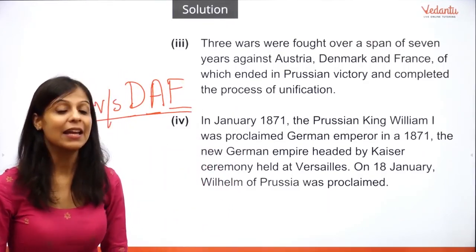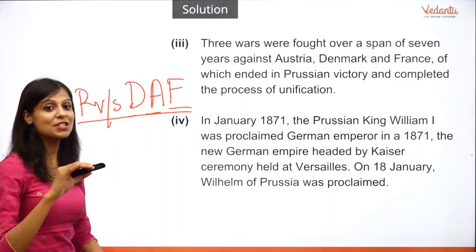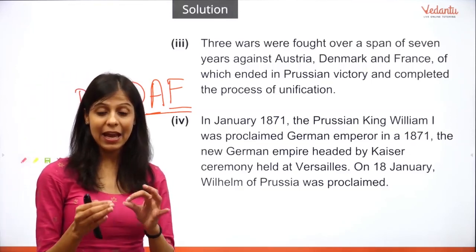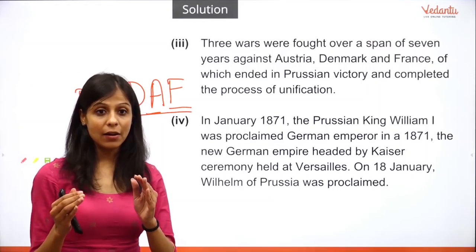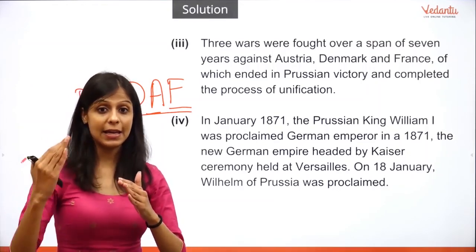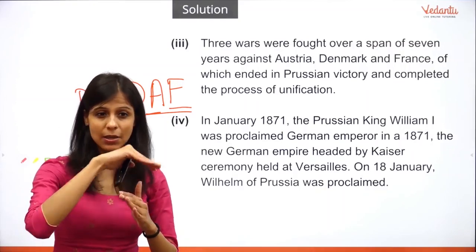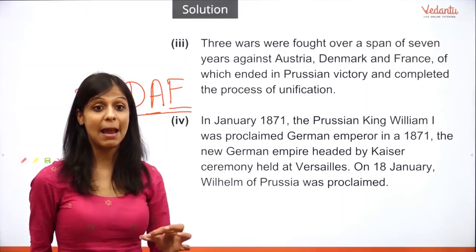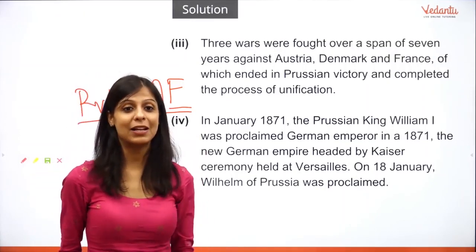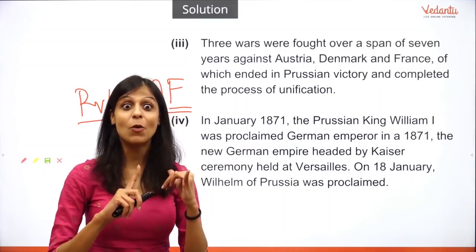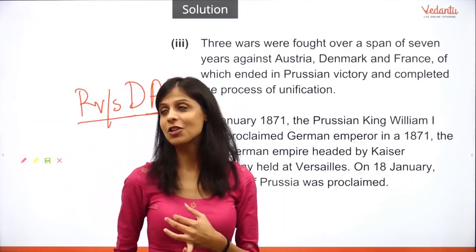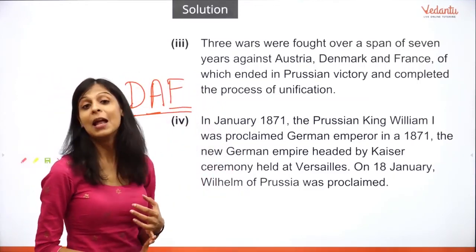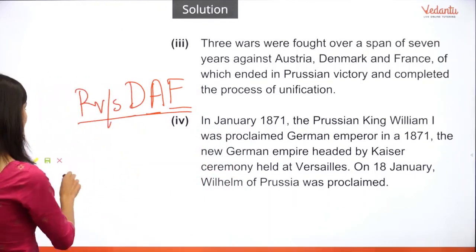And finally, in Prussia, Wilhelm was proclaimed the head. And the new German Empire was headed by Kaiser William. The ceremony was conducted at the Palace of Versailles, and finally he was proclaimed the emperor. So this is what they expect from you, all the relevant information, all the important dates. But if you're not very sure about the date, to be precise and exact, please don't mention the date, because that's not going to help you gain marks.